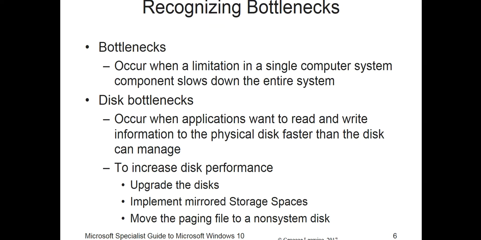That's the mindset. Now, bottlenecks occur when a limitation in a single computer system, or the component itself, slows down the entire system. Disk bottlenecks occur when an application wants to read and write information to the physical disk faster than that disk can actually manage. To increase disk performance, you upgrade the disks. You can implement mirrored storage spaces. You can move the paging file to a non-system disk.